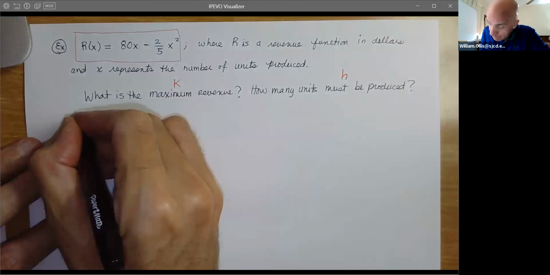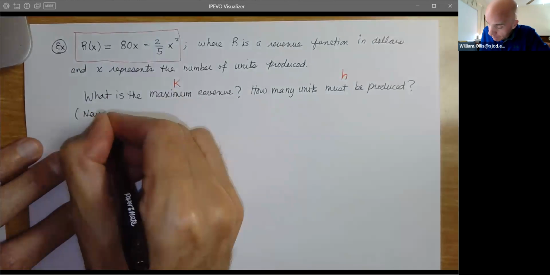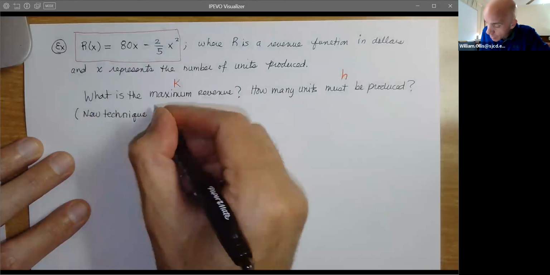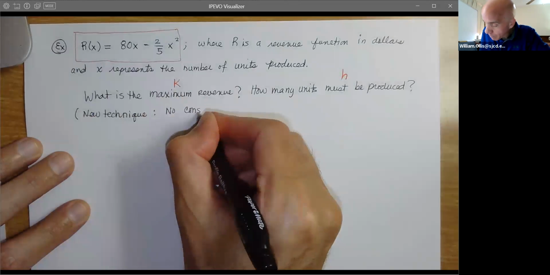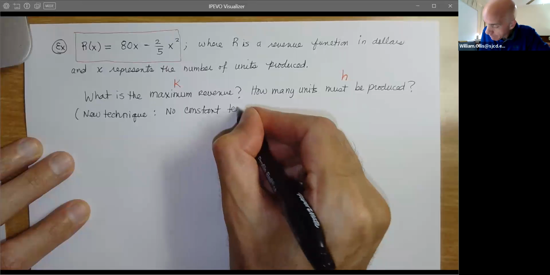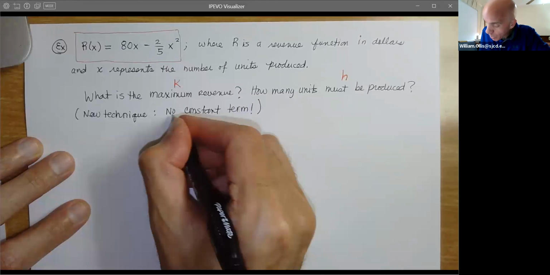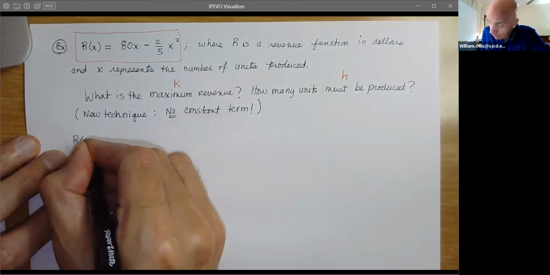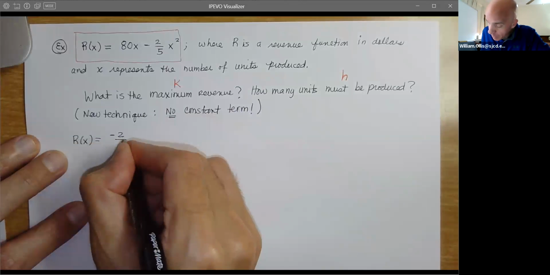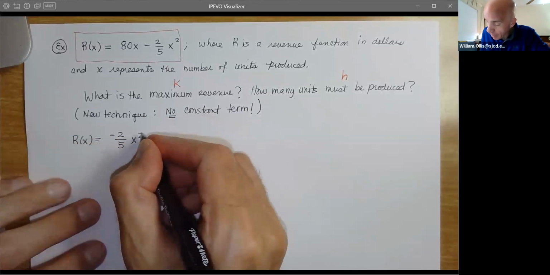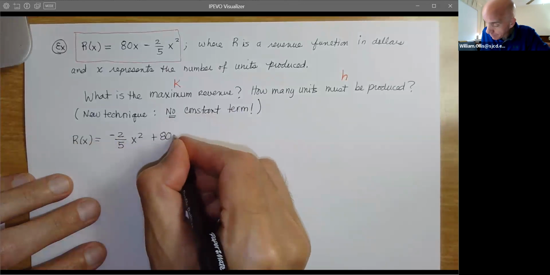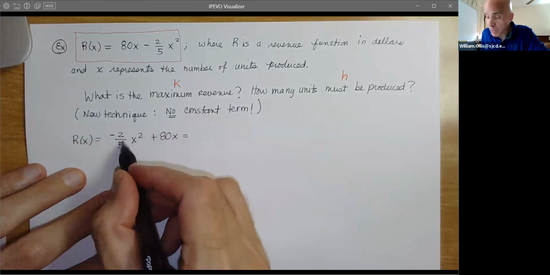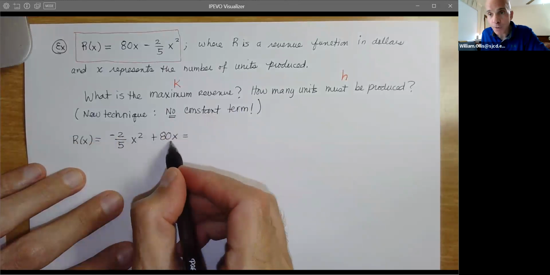So note, new technique, that is no constant term. So when we don't have a constant term, that opens the door to a new way to do this. So R of X equals negative 2/5 X squared plus 80X. And I've taught you how to factor, so we'll factor symbolically, and we'll factor the negative 2/5 and the X out of both of these terms.